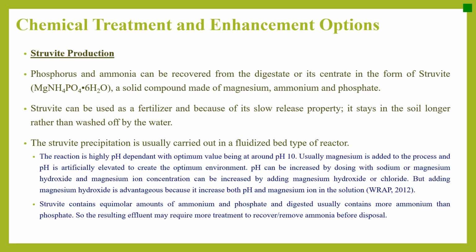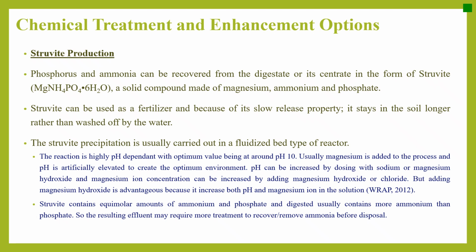Usually magnesium is added to the process and pH is artificially elevated to create the optimum environment. pH can be increased by dosing with sodium or magnesium hydroxide, and magnesium ion concentration can be increased by adding magnesium hydroxide or chloride. But adding magnesium hydroxide is advantageous because it increases both pH and magnesium ion in the solution.